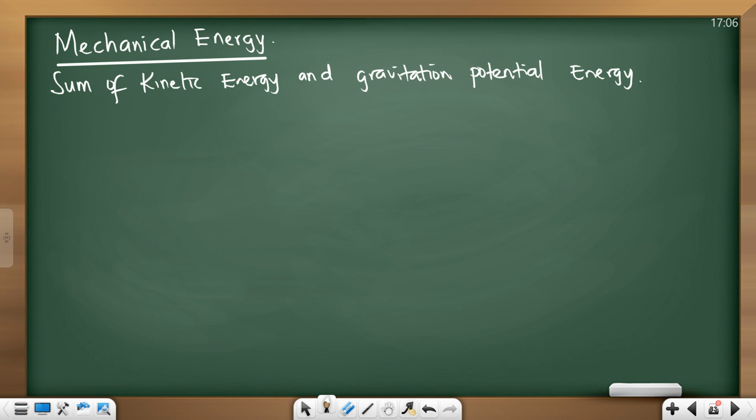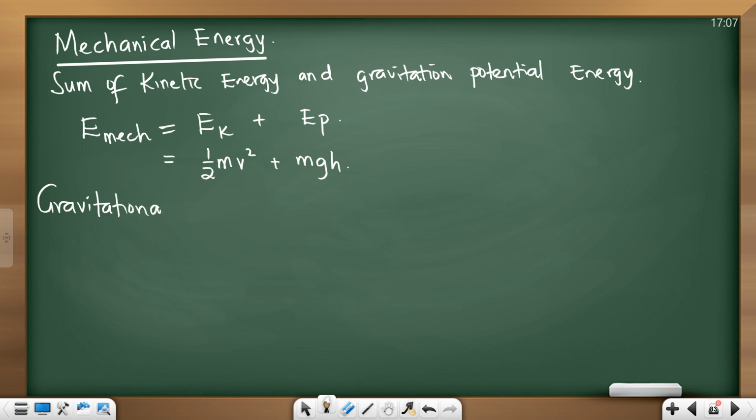Let's quickly redefine kinetic. So let me do this. Emech is equal to Ek plus Ep, and this is equal to half mv squared plus mgh. Yesterday we defined kinetic energy. Today I want us to quickly define potential energy. What is gravitational potential energy? I should have done that earlier, but it's okay, no stress.